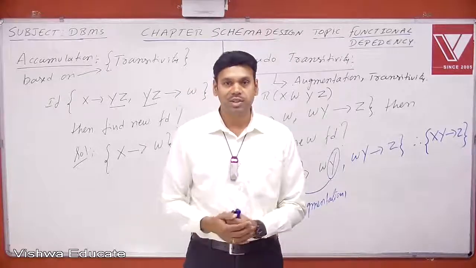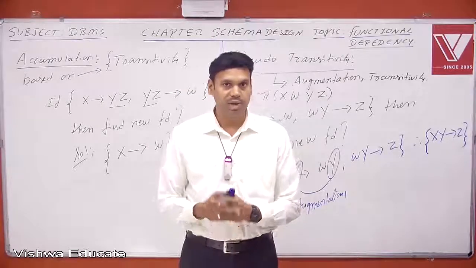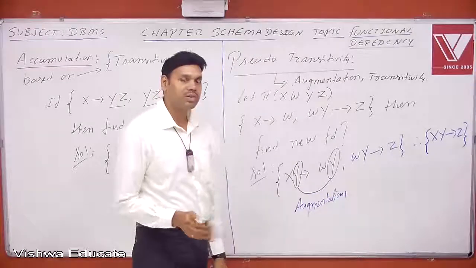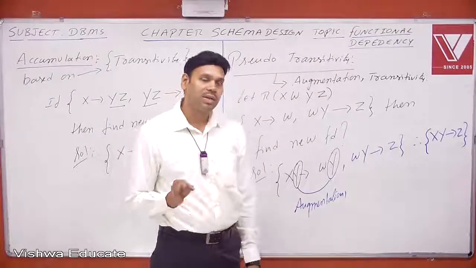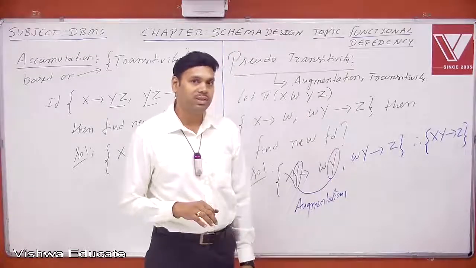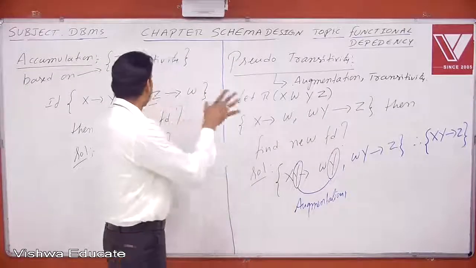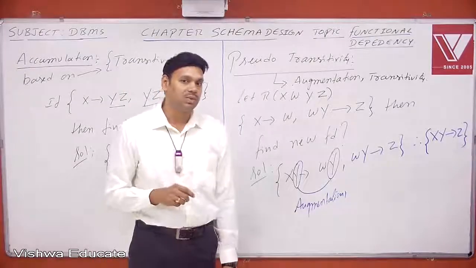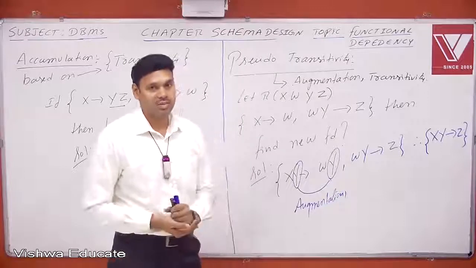This is the end of the functional dependency topic, which is there in schema design. So mainly we focused on trivial, non-trivial and semi-non-trivial functional dependencies, and we also saw the rules and regulations of functional dependency inference rules known as Armstrong axioms.